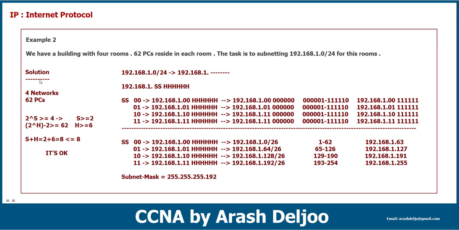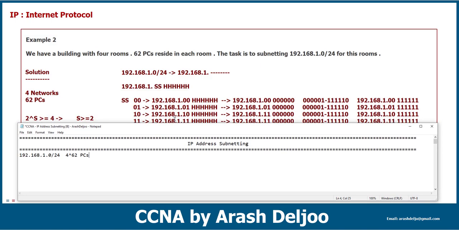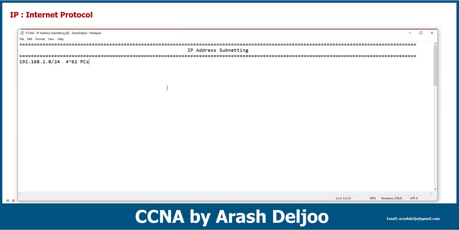This means that our requirement includes designing 4 networks. In each network we have 62 PCs. Let me solve this scenario in this notepad file. After that, we can compare our solution, or our design, with the design in this figure. Let me start with identifying the requirement. You know that we need 4 networks, and in each network we have 62 hosts.